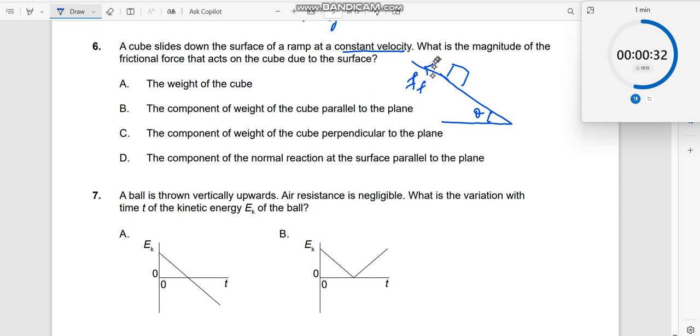What is the value of this? Don't give me the sign, what is the value of it? That acts on the cube due to the surface. Now what will happen? The weight of the cube, how is it acting? It is acting like this. The weight is acting like this. So definitely it will not be equal to the weight. So how do I know?